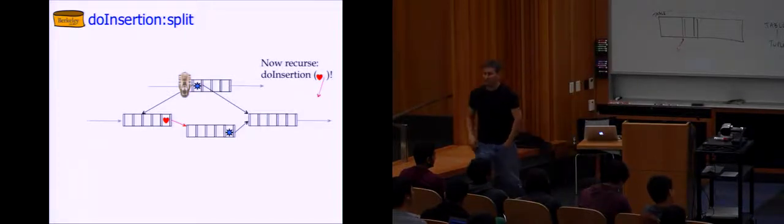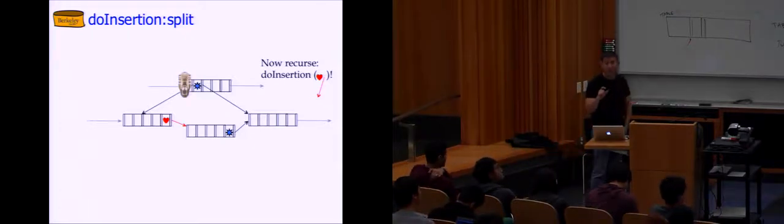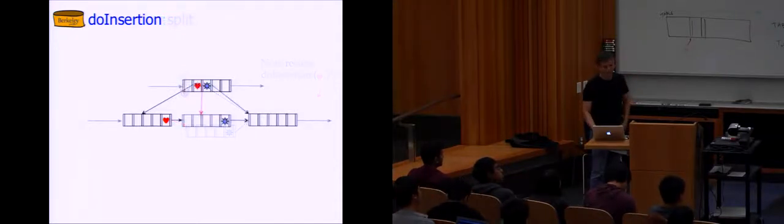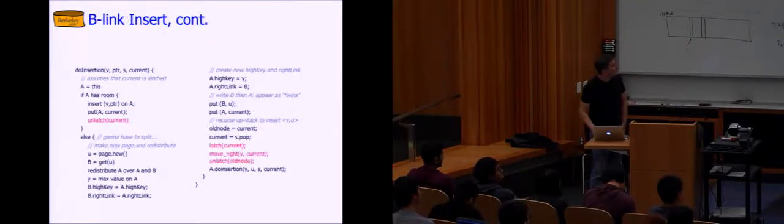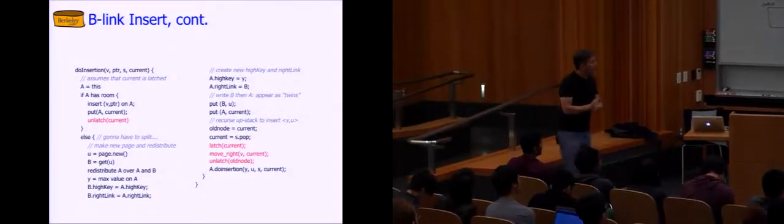So it's pretty simple. There is some latch coupling here, right? There's the move right latch coupling at the parent level, and there's latch coupling between the child node and the parent level. All right, in the end, everything's good. So this is the insertion algorithm. This is do insertion.